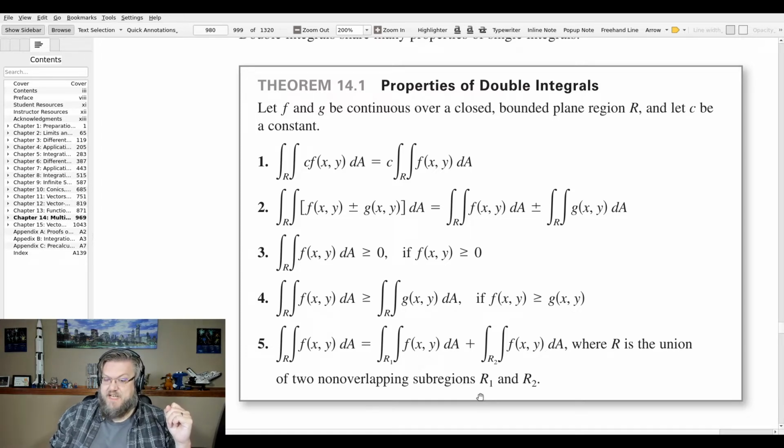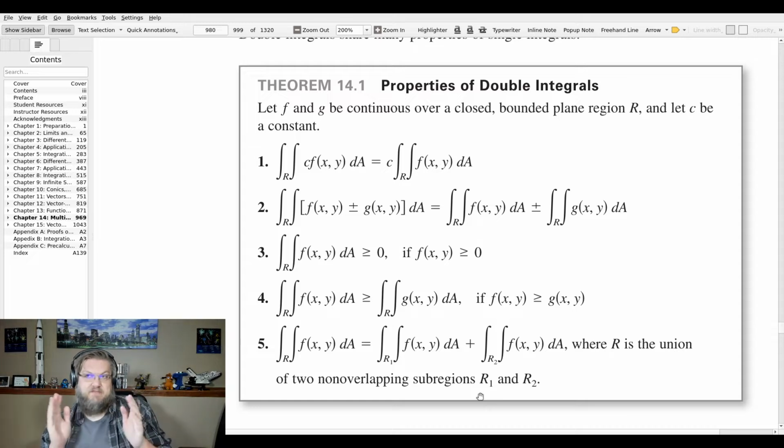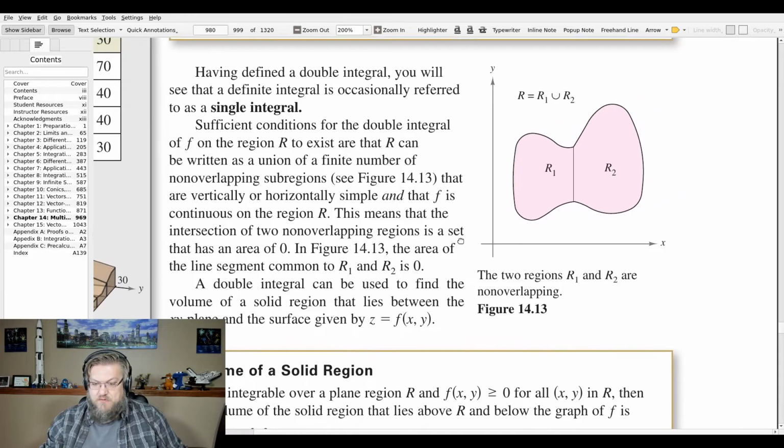This is the idea of taking a single integral. If I have to integrate from like 1 to 10, I could split it up if I wanted to: the integral from 1 to 4, and then the integral from 4 to 10. I could split that up and just add the results. This is the same exact idea. I think there's a picture of non-overlapping regions.